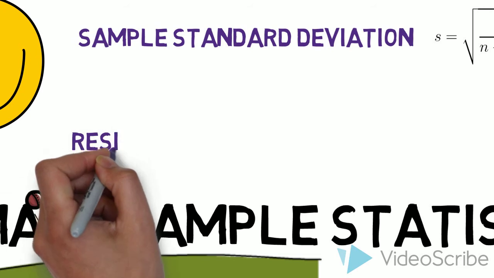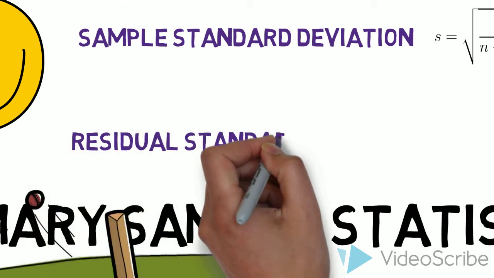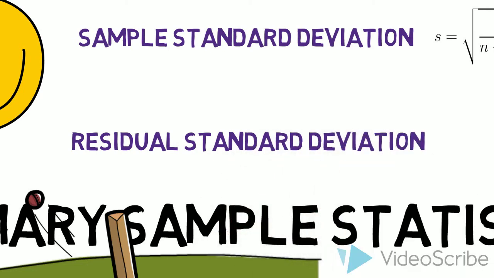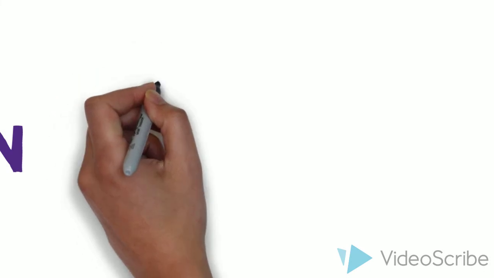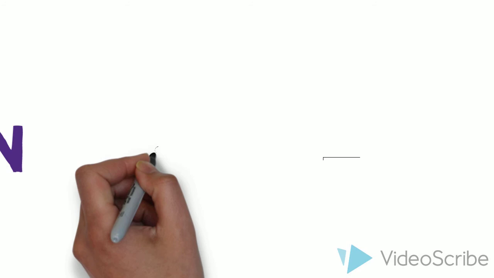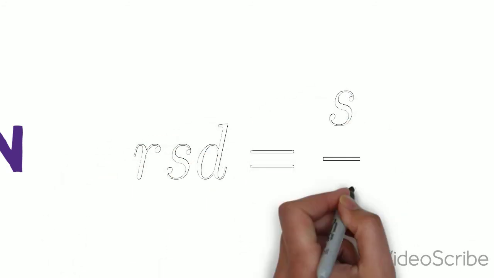Possibly a new idea is the residual standard deviation. When we're working with data on very different scales, sometimes it's convenient to use this. Happens a lot in heavy metal chemistry. And we basically just take the sample standard deviation and divide by the sample mean.